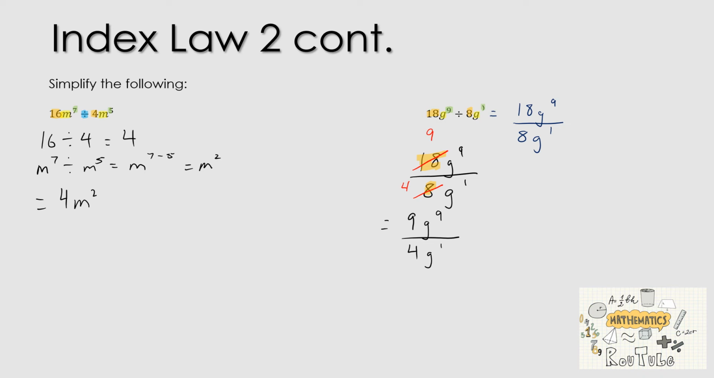So now what we've got is, and I might just highlight them again, we're now going to deal with the g to the power of 9 and the g to the power of 1. So what we've got here is, I'm just going to rewrite on the right, just so we can see that it can be written another way. So g to the power of 9 divided by g to the power of 1. That is exactly what we have here.